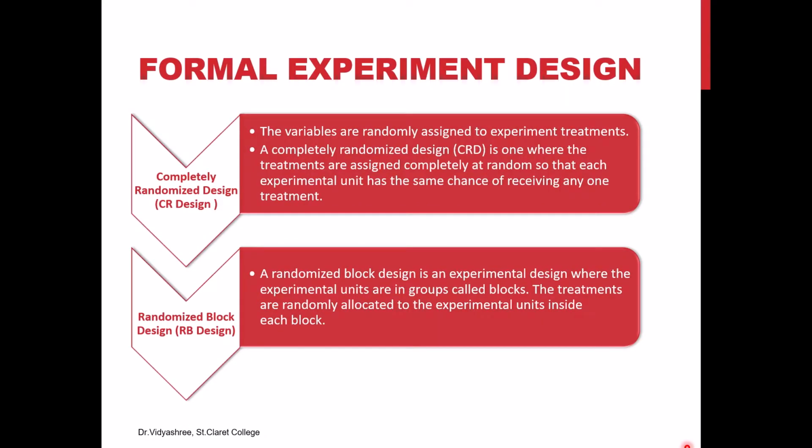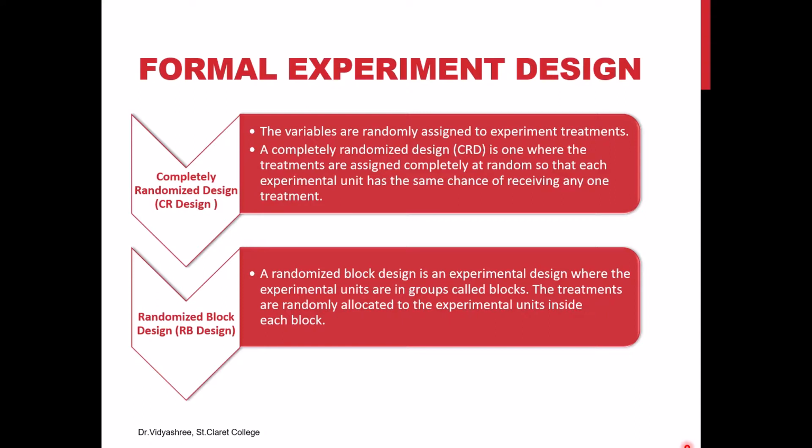Let us understand about the formal experiment designs. As we know, we have two types, that is CR design and RB design. CR design is nothing but when the variables are assigned to experiment treatments randomly. In other words, if each and every variable has an equal chance of being selected for the experiment, then that is called completely randomized design.